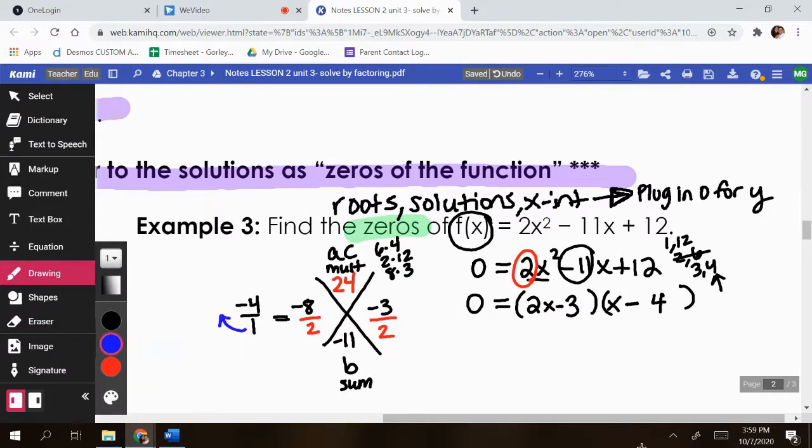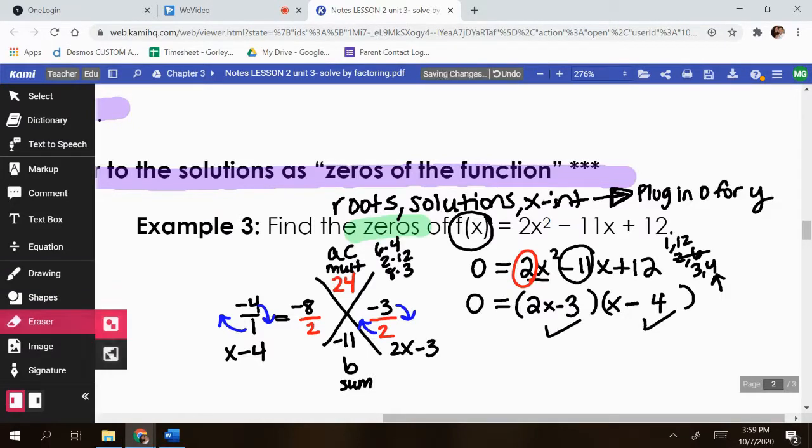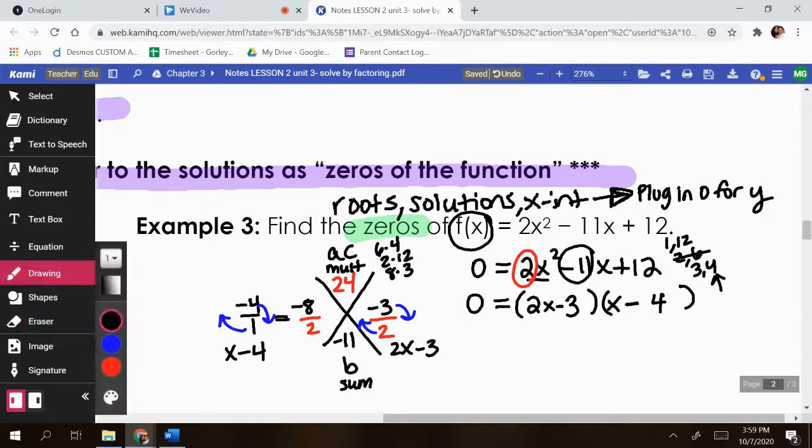Okay, and then we turn this. So 1 becomes the leading coefficient for x. We get x minus 4. Turn this. 2 becomes the leading coefficient for x. So we get 2x minus 3. Those were our factors, x minus 4 and 2x minus 3. Okay, set each factor equal to 0 and solve.